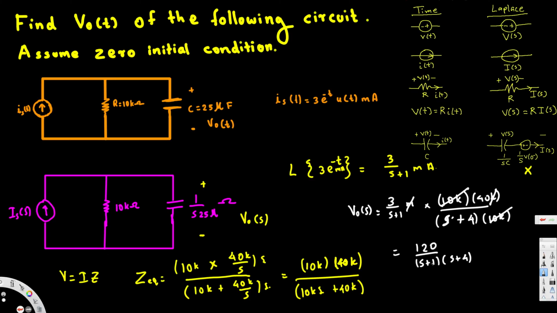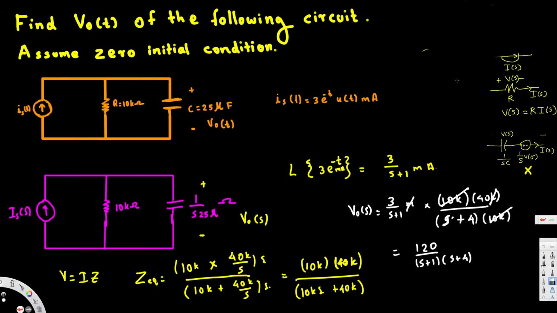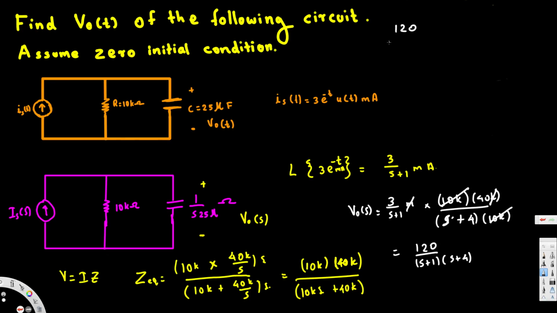Now here we have two different denominators, s plus 1 and s plus 4, multiplied. So here we can do the partial fraction decomposition. You know that when we have partial fraction decomposition, if we have 120 over (s plus 1)(s plus 4), we separate this as A over s plus 1 plus B over s plus 4.